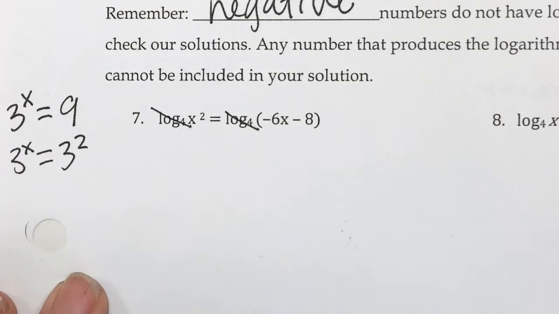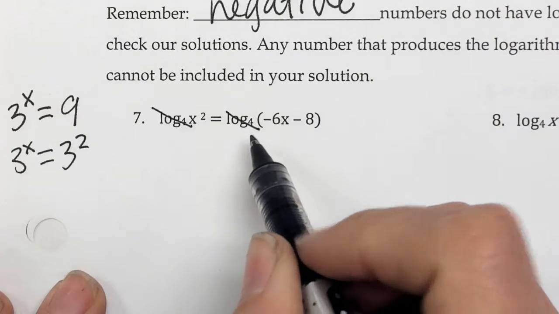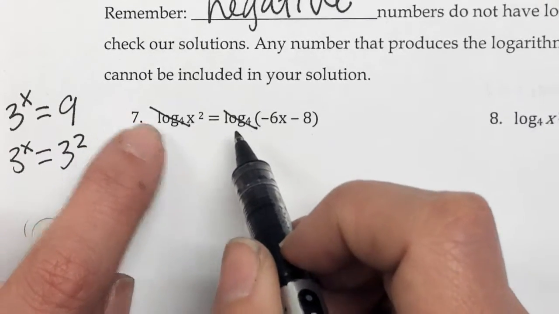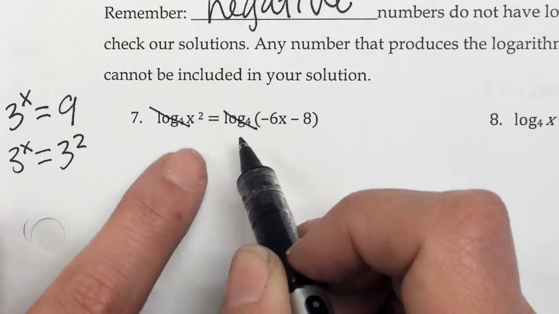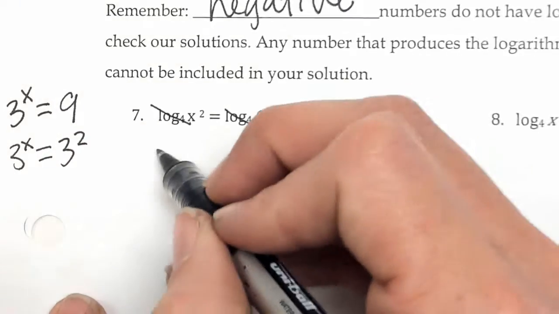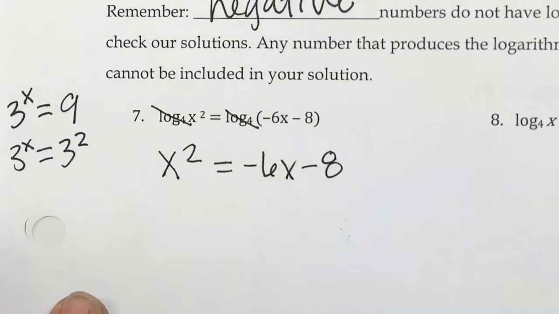Is there any exception to that? Yes. If it's like negative log 4 of x equals positive log 4 of x, then they'd be different because of the negative and the positive. But as long as they're the same thing on both sides, you can cancel them out. Same base, same sign. Alright, so this gives us x squared equals negative 6x minus 8.